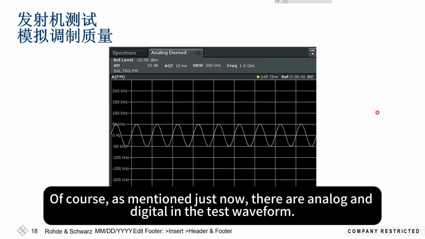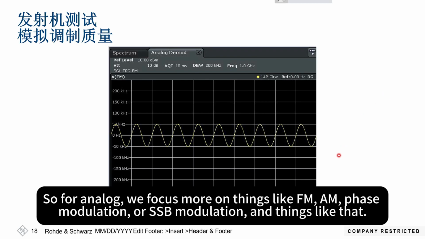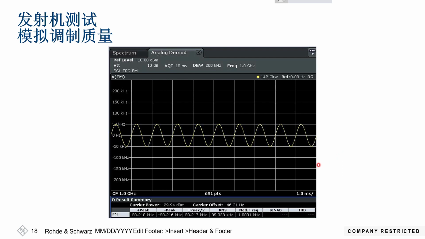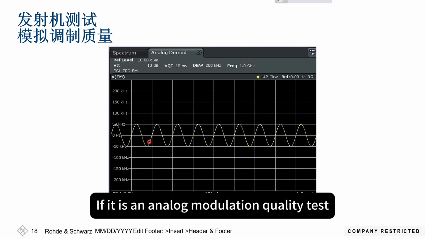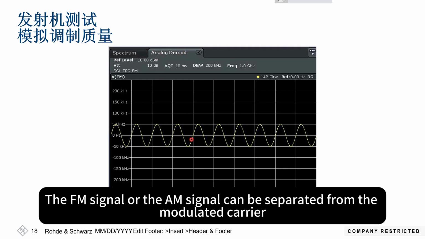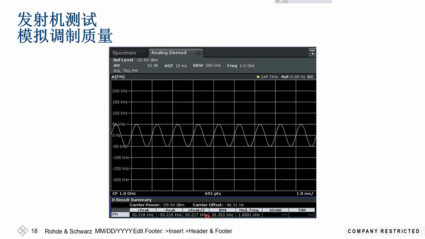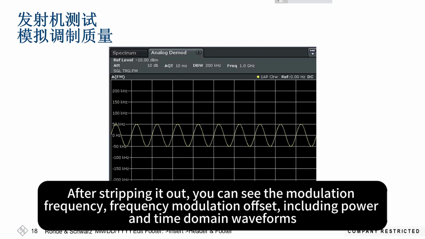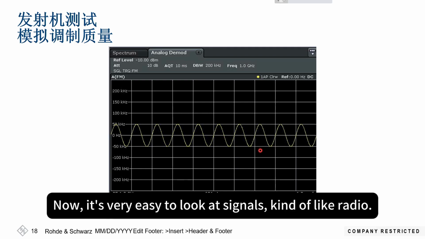Of course, as mentioned just now, there are analog and digital in the test waveform. For analog, we focus more on things like FM, AM, phase modulation, or SSB modulation, and things like that. That is the modulation quality test. If it is an analog modulation quality test, a spectrum analyzer has the function of analog demodulation. The FM signal or the AM signal can be separated from the modulated carrier. After stripping it out, you can see the modulation frequency, frequency modulation offset, including power and time domain waveforms. Now, it's very easy to look at signals, kind of like a radio.